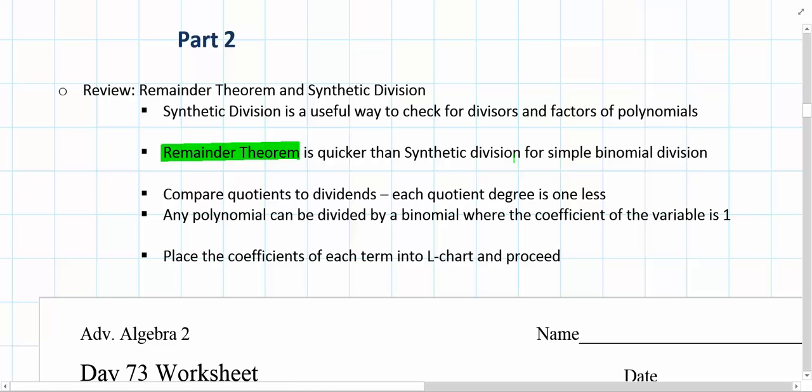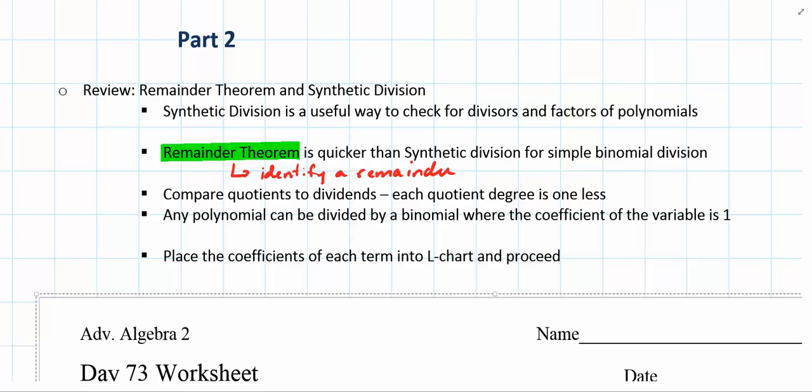binomial divisions. This helps to identify the remainder when two polynomials are divided. Now, the remainder theorem does nothing to help us divide two polynomials, but it will help us to identify what the remainder is. A point to remember when using synthetic division is that the quotient, or the result of your division, compared to the original dividend, the number that you are dividing, the quotient is always 1 less. I should say the quotient's degree is always 1 less than the dividend.